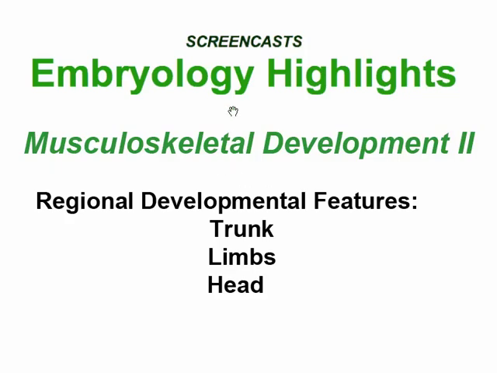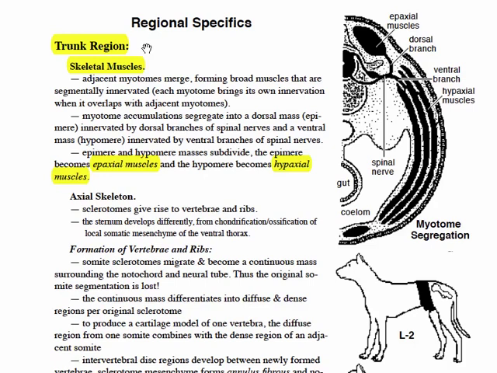This Embryology Highlights screencast deals with musculoskeletal development of the trunk, limbs, and head. Beginning with the trunk region and skeletal muscles. Skeletal muscles of the trunk are broad and innervated by multiple spinal nerves.